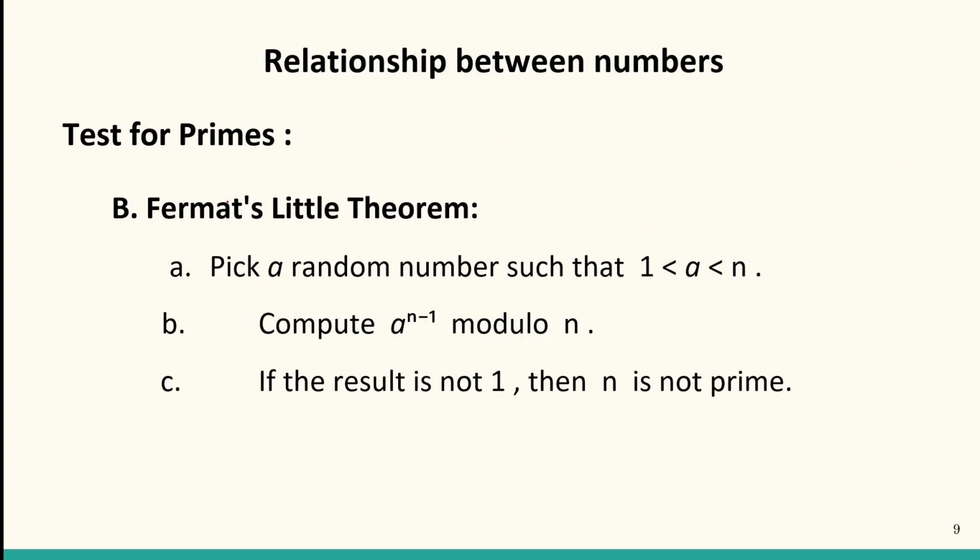Another test is called Fermat's little theorem. Pick a random number a such that 1 is less than a is less than n. Then compute a to the power n minus 1 modulo n. If the result is not 1, then n is not prime. We'll see an example on this.